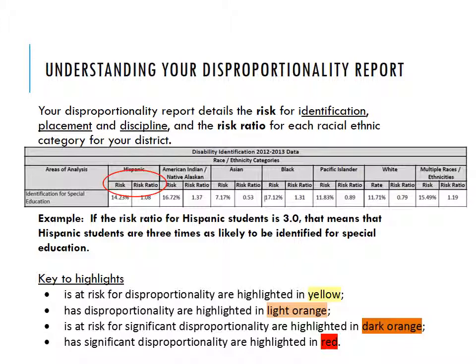And then the key to all of this is looking at any highlighting that takes place. So we have gone to the extent of identifying not only where there is disproportionality, but where there may be a risk of disproportionality. So you'll see in the key below, if it is a yellow highlight, it's at risk of disproportionality. If it's a light orange, that is an area where there has been disproportionality identified. If it's a darker orange, that's at risk for significant disproportionality, those higher rates. And then red identifies a significant disproportionality.